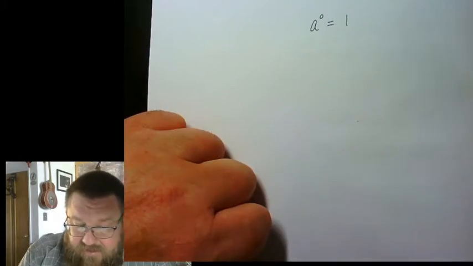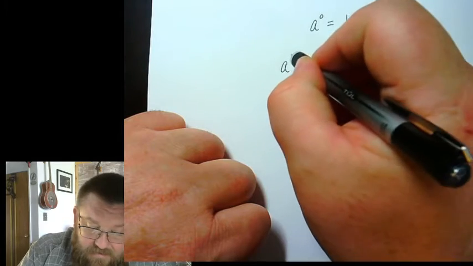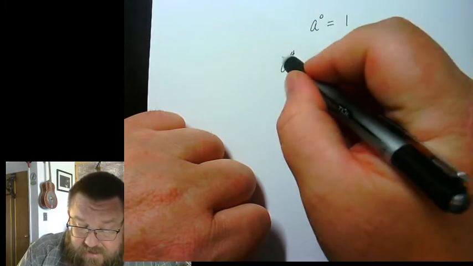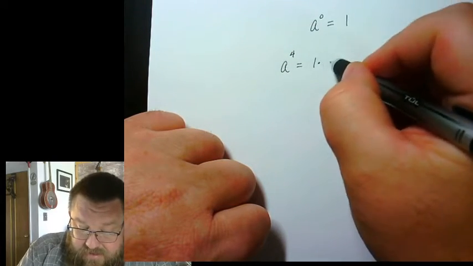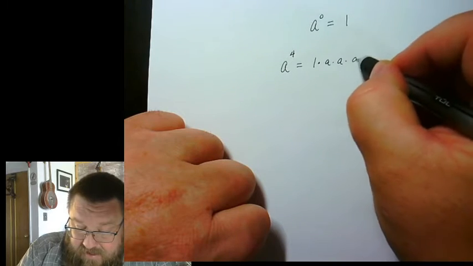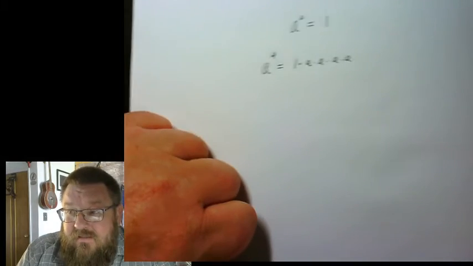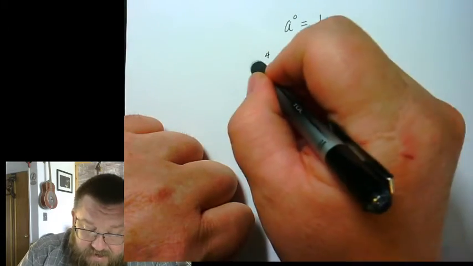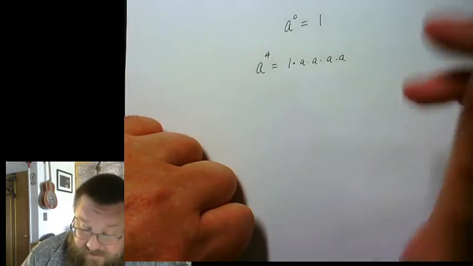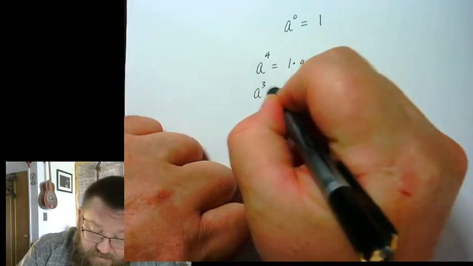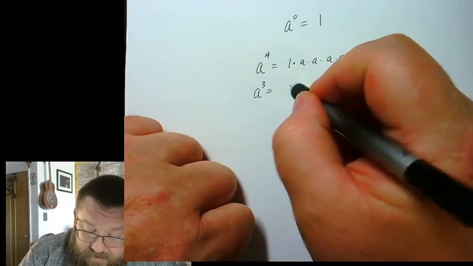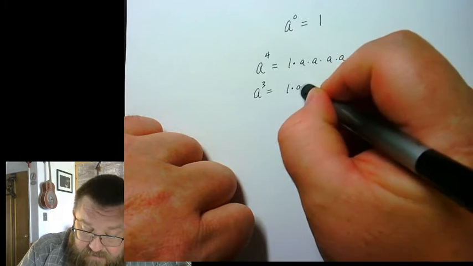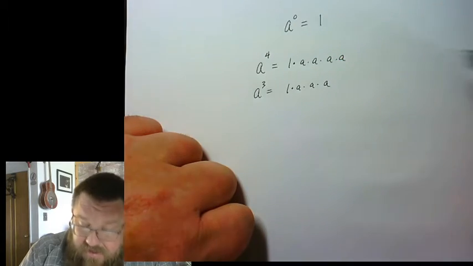So let's start with a to the fourth. Would you guys agree that this would be 1 times A times A times A times A? Yeah, I would, right? Exponents are repeated multiplication. We don't ever really need to write the 1, but we're going to write it right now, and you'll see why in just a second. Would you guys agree then that A to the third would be the same as 1 times A times A times A?